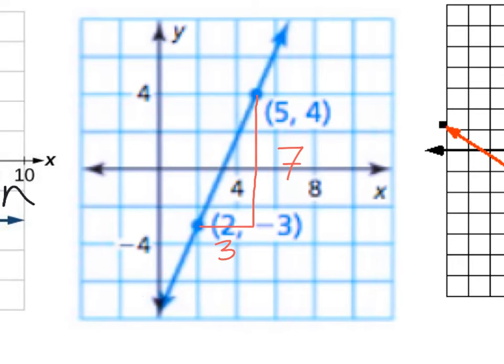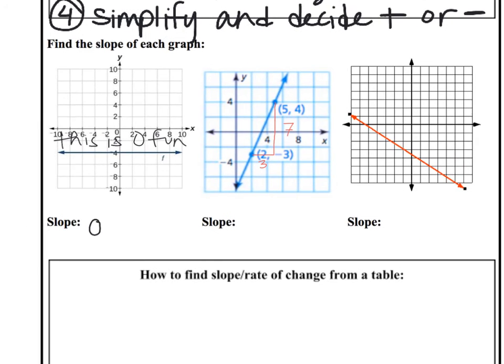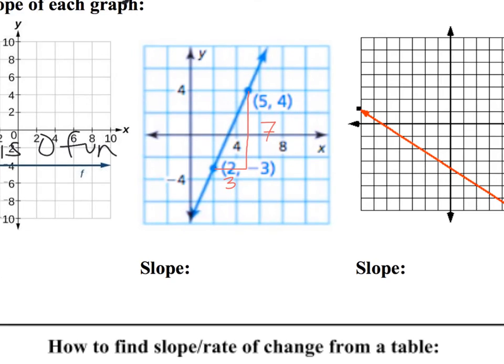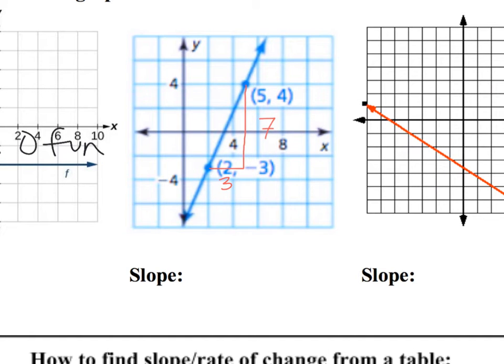And then we write it as vertical change over the horizontal change. So our slope is a fraction. What's my vertical change? 7. What is my horizontal change? 3. Can we simplify that any further? No. And I do not want you to write it as a decimal. Leave it like that. Slope we want to leave as improper fractions. Do not change it to a mixed number.